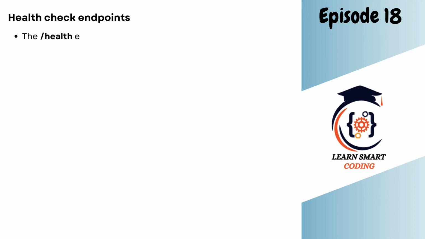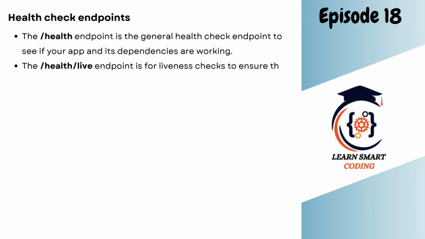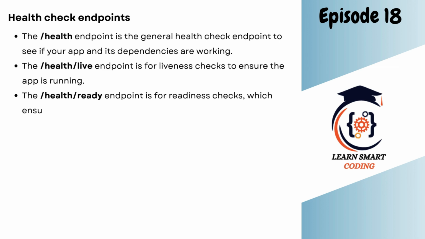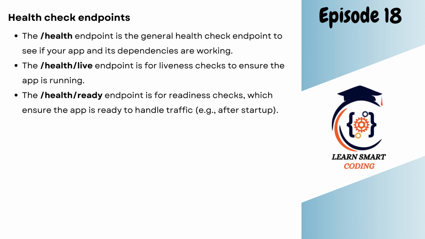Okay, there are three endpoints that we spoke about during the middleware. Basically, the slash health endpoint is the general health check endpoint to see if your app and its dependencies are working, like database, memory, and all of those things. The health slash live endpoint is for the Liveness check to ensure the app is running. The third one, the slash health slash ready endpoint, is for the readiness check, which will ensure the app is ready to handle traffic, like after the startup. That's why these three endpoints.